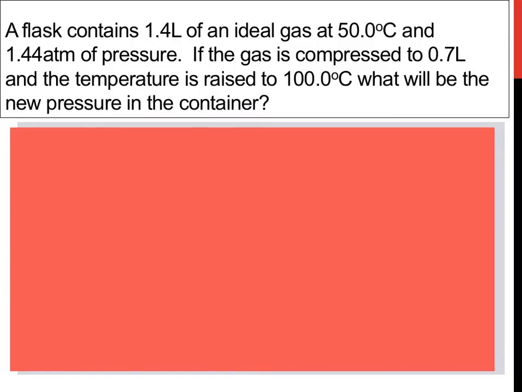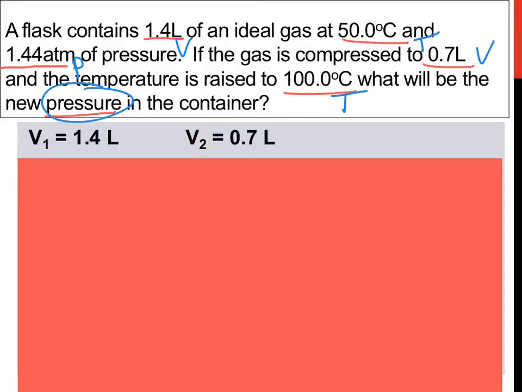And finally, the last example, another combined gas law problem. A flask contains 1.4 liters of an ideal gas at 50 degrees Celsius and a pressure of 1.44 atm. If the gas is compressed down to a volume of 0.7 liters and the temperature is raised to 100 degrees Celsius, what will be the new pressure in the container? Initially we have a volume of 1.4 liters, a temperature of 50 degrees Celsius, and a pressure of 1.44 atm. Then we change our conditions to a new volume and a new temperature, and we are looking for pressure.